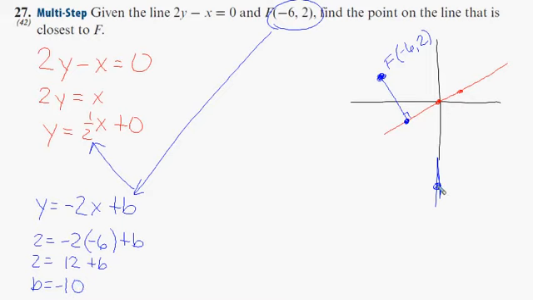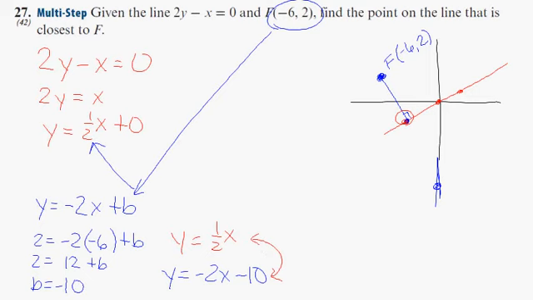So now we have two equations. We have the red line equation and we have the blue line equation. The blue line equation is y equals -2x minus 10. The red line equation is y equals 1/2 x. Now, we want to find this point right here. If we set these equations equal to each other and solve for x and y, that will be this point that solves both equations. So I'm going to do that.